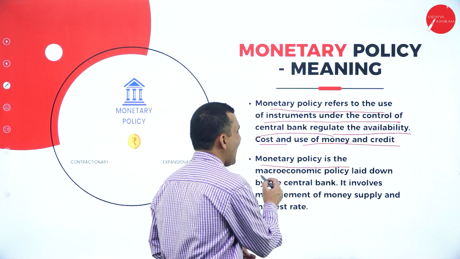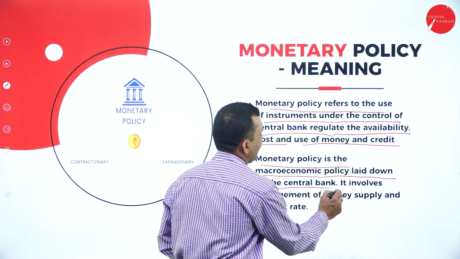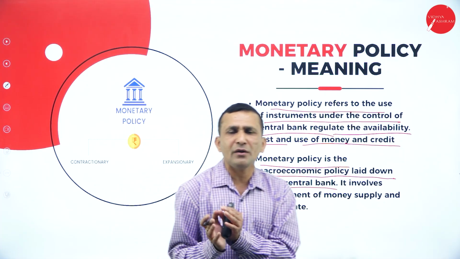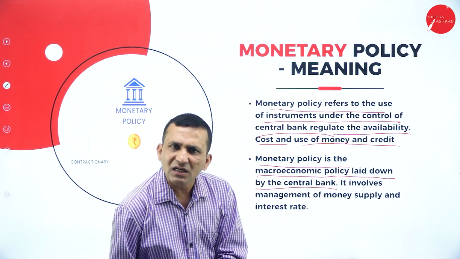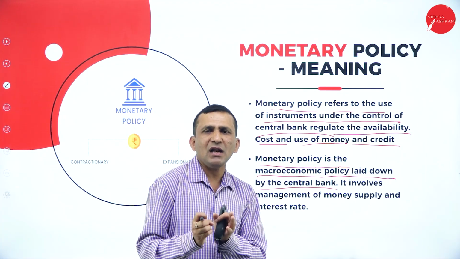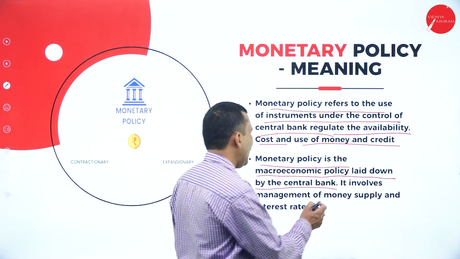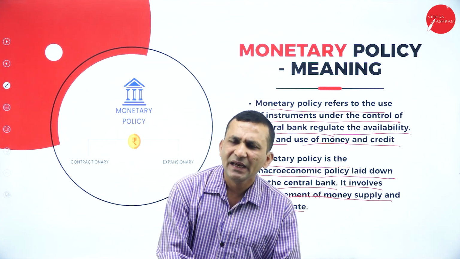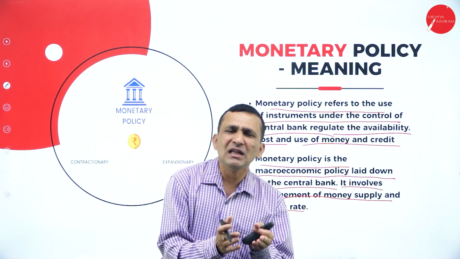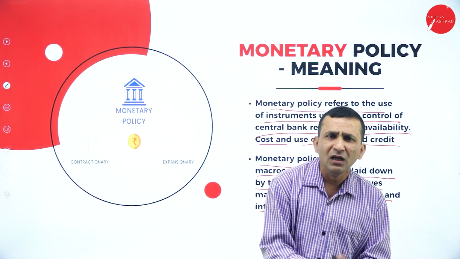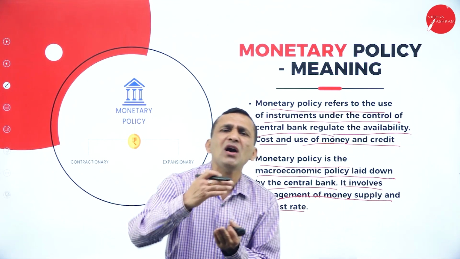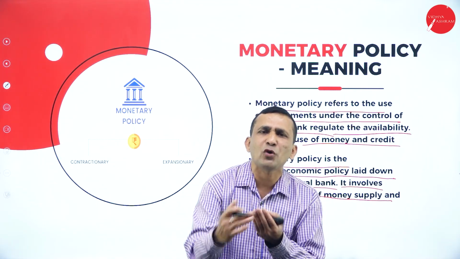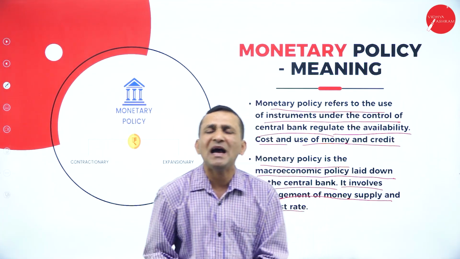Monetary policy is the macroeconomic policy laid down by the central bank. You are well familiar with the external factors, the macro environment. Monetary policy always comes under these. As businessmen, we don't have any control. It involves management of money supply and interest rate. When the disposable income of individual people is increasing, there is a lot of demand, so according to demand, businessmen start producing the product. Of course, we are trying to balance demand and supply.